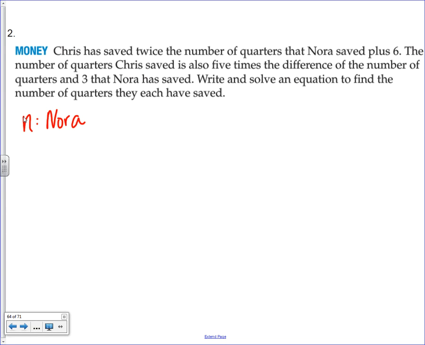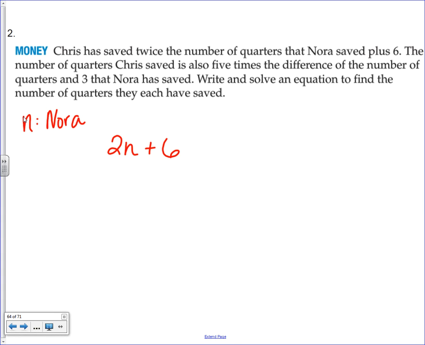So now let's go back to the problem. And let's try and translate some stuff here. It says Chris has saved twice the number of quarters that Nora saved. How do I show twice the number of quarters that Nora saved? 2N. And then it says plus 6, right? So plus 6. And who is this?